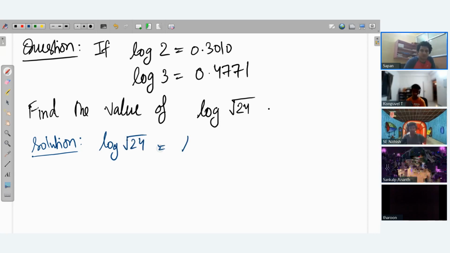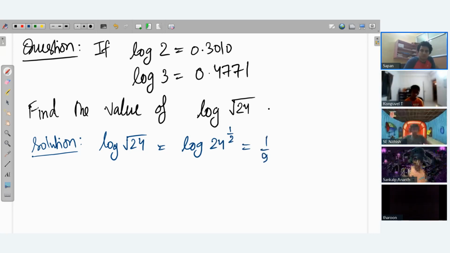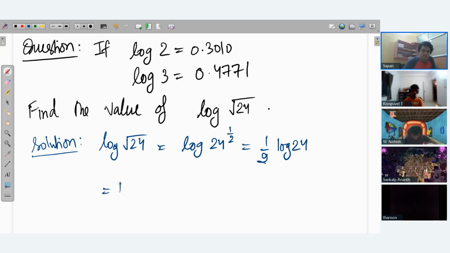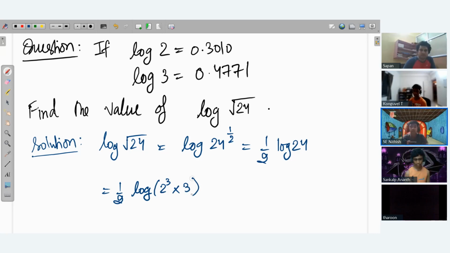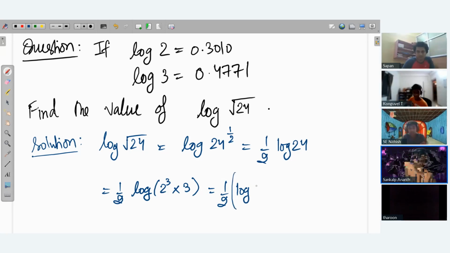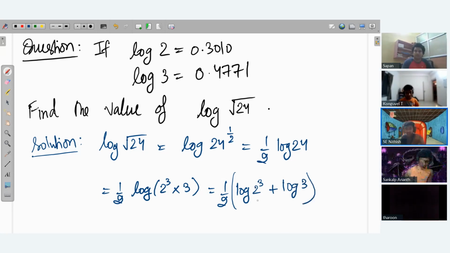Log square root 24 is equal to 1 by 2 log 24. So this is 1 by 2 log 24, 2 cube into 3. 2 into 2 into 2 into 3. That's where I made the mistake, it's only 3, not 3 square. So 1 by 2 log 2 cube plus log 3. Right?